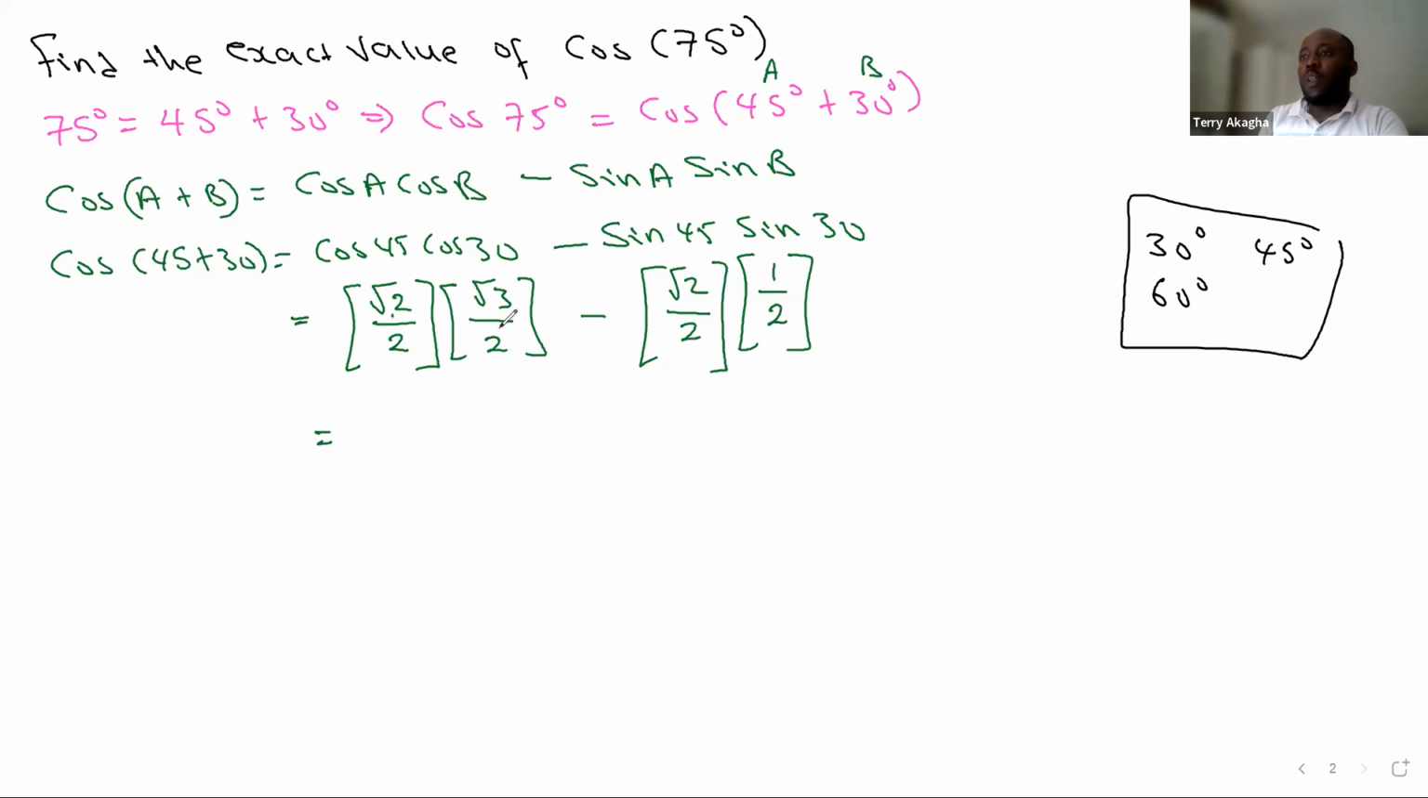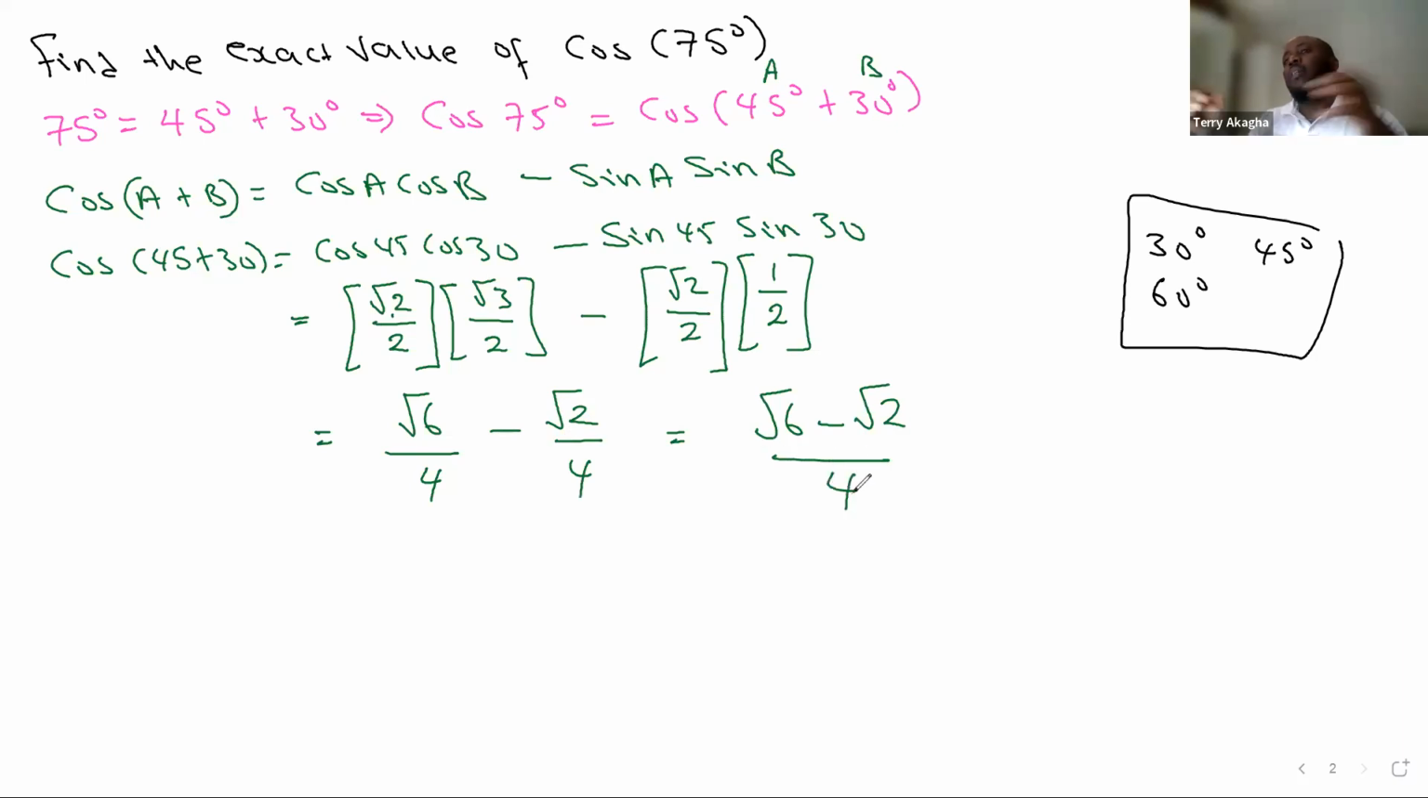Root 2 times root 3 gives root 6 over 4, minus root 2 times 1 gives root 2 over 4, and this gives root 6 minus root 2, divided by 4. Same thing, same method. You just know the special angles, you know how to apply it, and you get the answer.